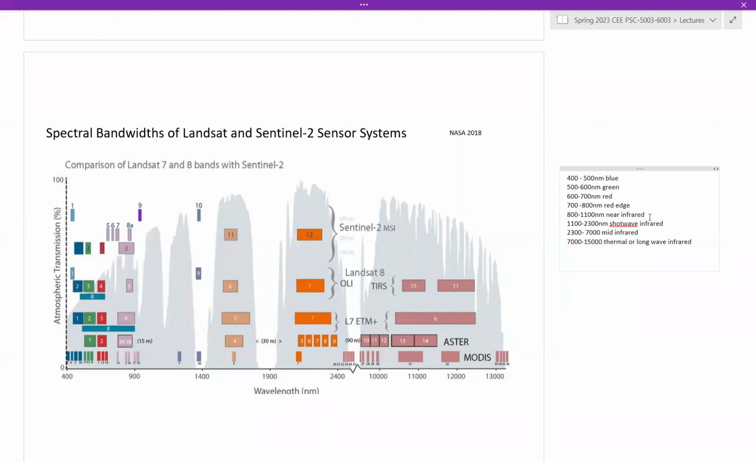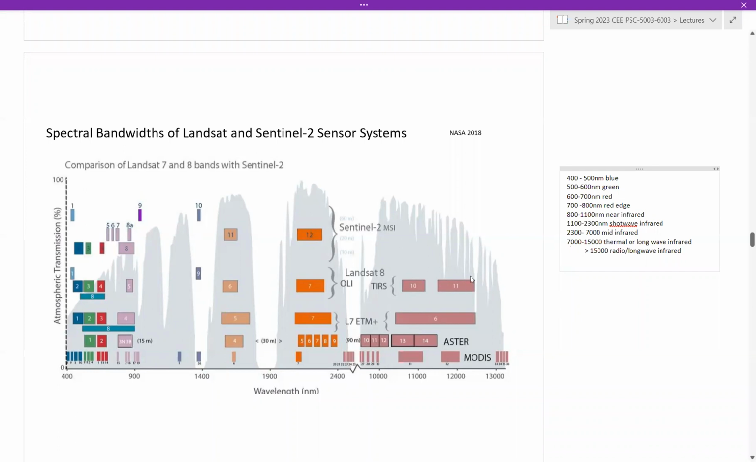Larger than that, radio. Radio is still long wave infrared.